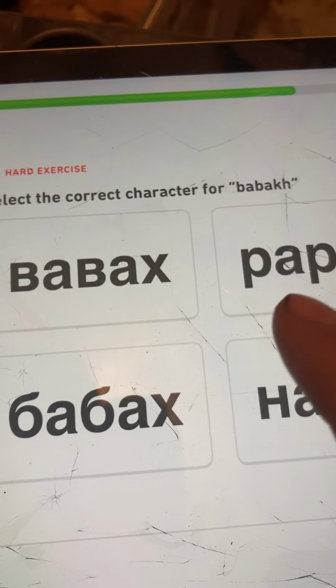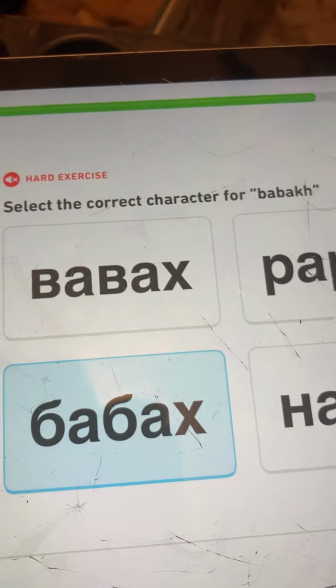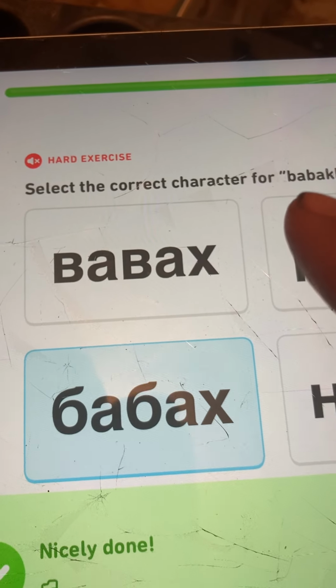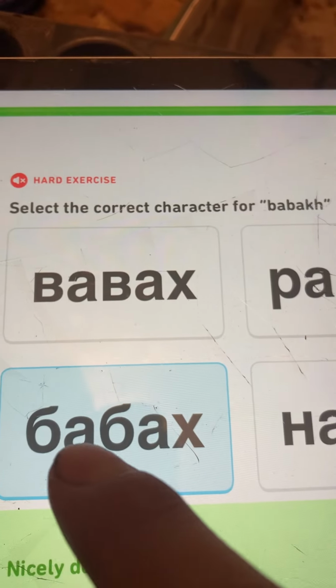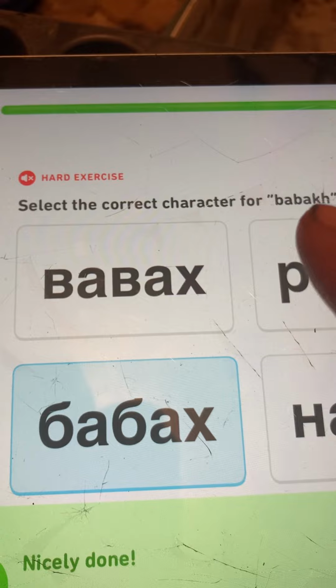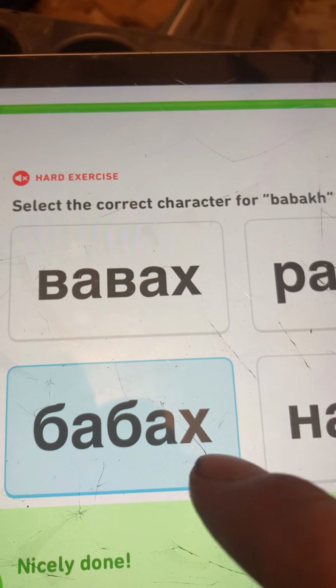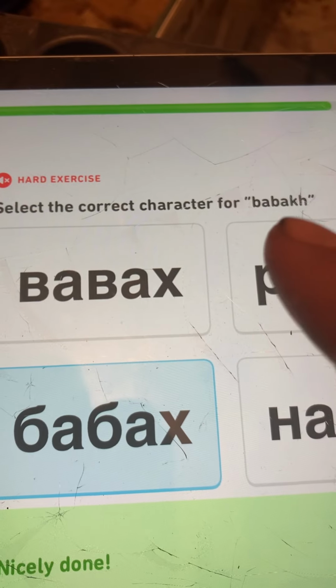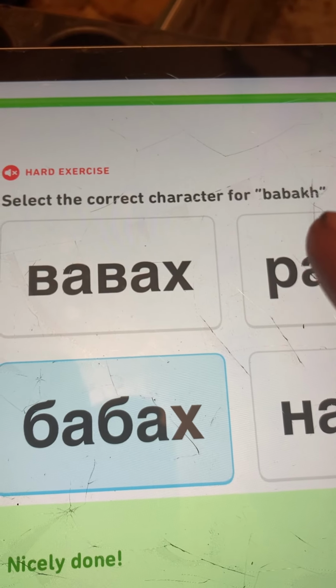B-A-B-A-K-H. It's got to be this one. Why? Because the six is a B in English. So this one was easy. And at the end, the X, this one's a hard one. An X is the K-H sound in English.